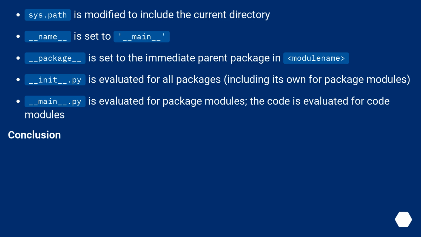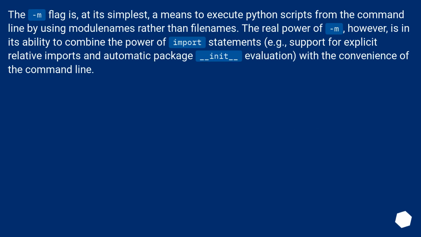Conclusion. The -m flag is, at its simplest, a means to execute Python scripts from the command line by using module names rather than file names. The real power of -m, however, is in its ability to combine the power of import statements, for example, support for explicit relative imports and automatic package __init__ evaluation, with the convenience of the command line.